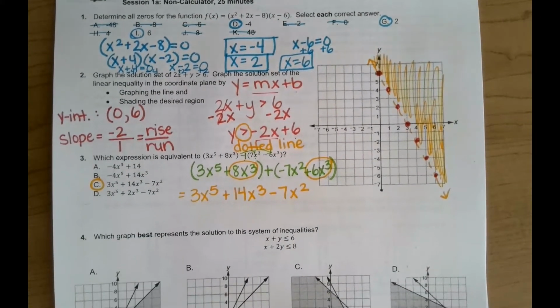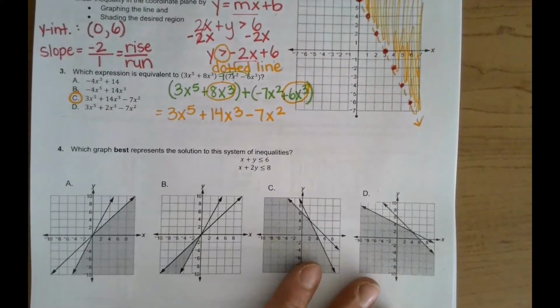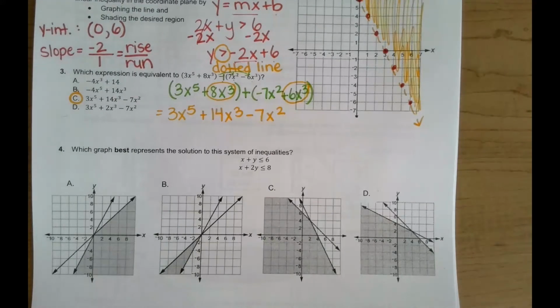All right, number 4. Which graph best represents the solution to the system of inequalities? So for this one, you can do a couple different things. Going back to what I did in number 2, you can rearrange these into slope-intercept form. And you can also plug in ordered pairs from the 3 graphs to check if it is a solution. So I'm going to show you both methods.